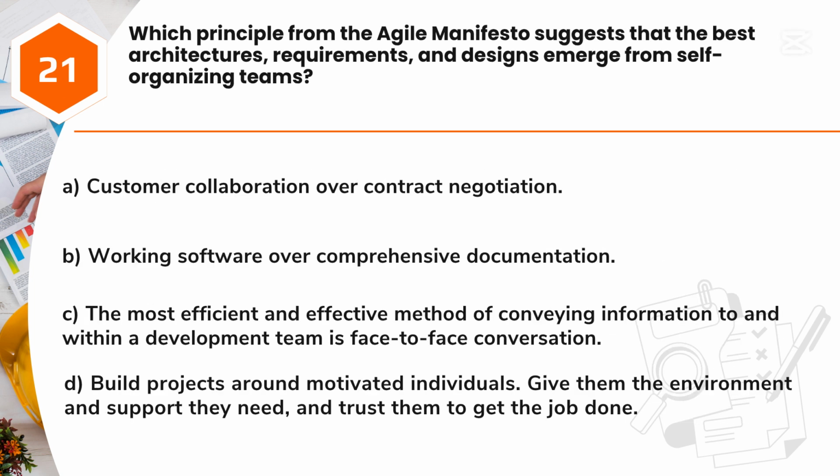Question 21. Which principle from the Agile Manifesto suggests that the best architectures, requirements, and designs emerge from self-organizing teams? A. Customer collaboration over contract negotiation. B. Working software over comprehensive documentation. C. The most efficient and effective method of conveying information to and within a development team is face-to-face conversation. D. Build projects around motivated individuals. Give them the environment and support they need, and trust them to get the job done.